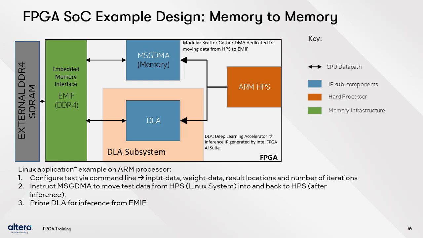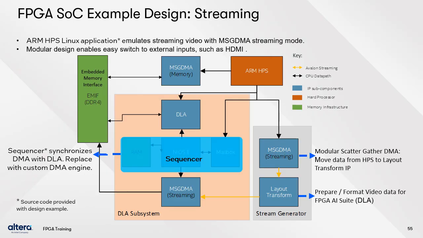Here is the simple data flow for M2M. First step is where hard processor system writes to external memory interface. Second step is the IP core inference. Third step is the HPS readback. The steps involved here are: first, HPS writes to fabric-based layout transform. Second step is where transformed image gets written to external memory interface. Third step is the IP inference. Fourth step is the HPS reads from external memory interface.